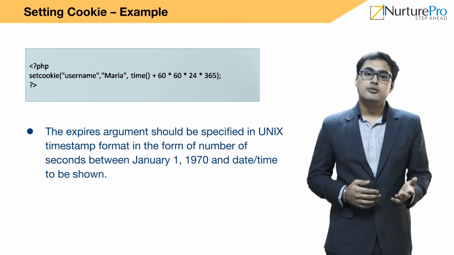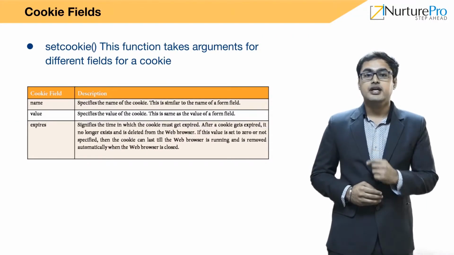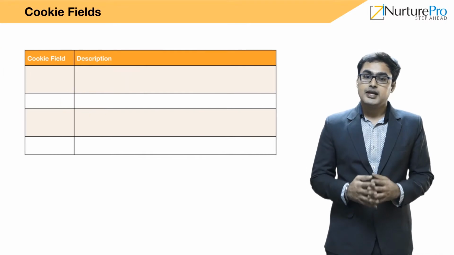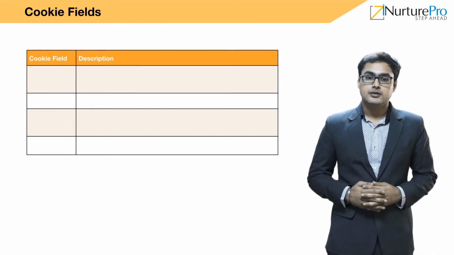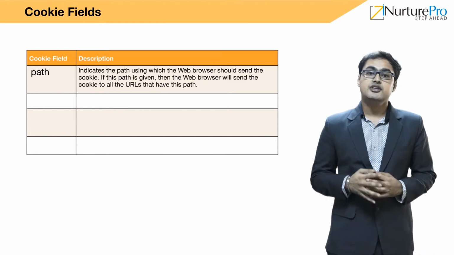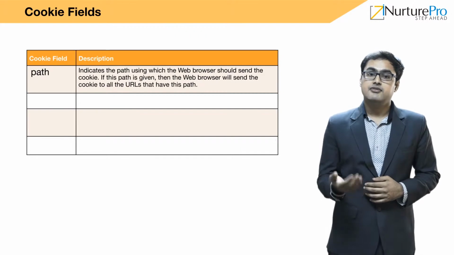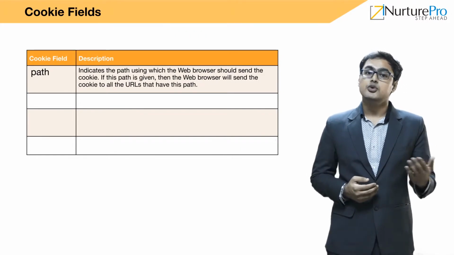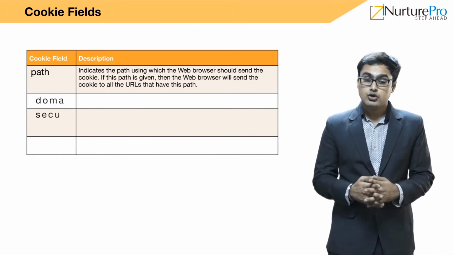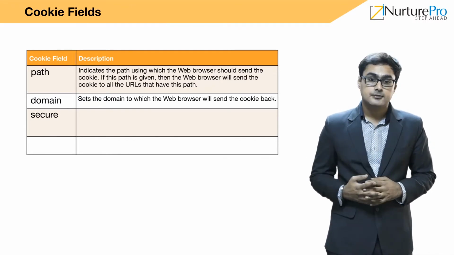Next, let's see the arguments used in setting up a cookie. Read the table. The setcookie function takes arguments from different fields of a cookie as shown. Path indicates the path using which the web browser should send the cookie. If the path is given, then the web browser will send the cookie to all the URLs that have this path. Domain sets the domain to which the web browser will send the cookie back.